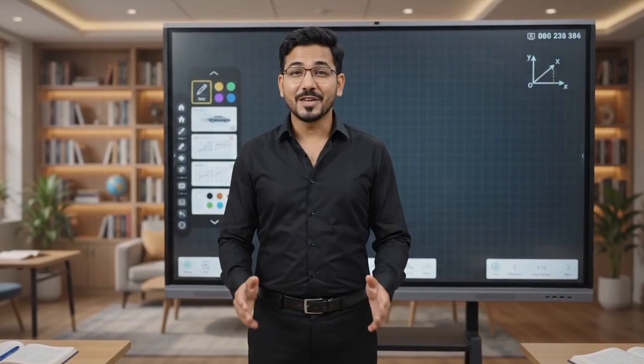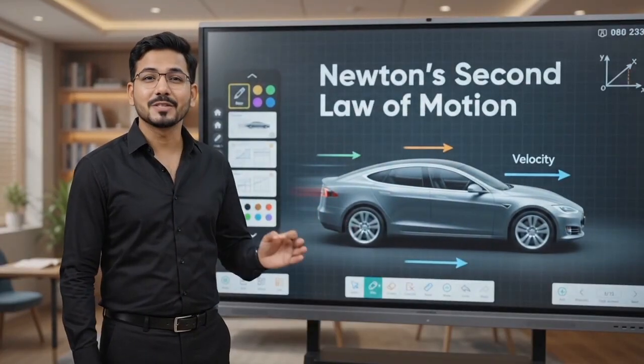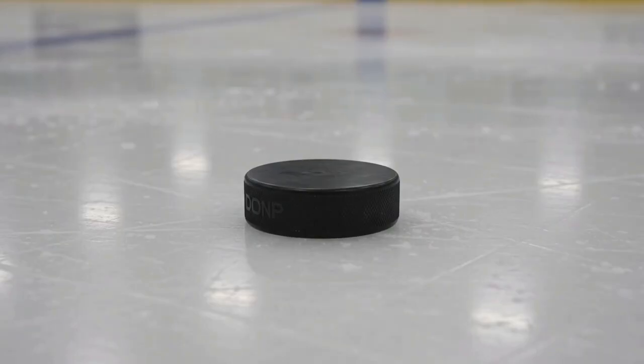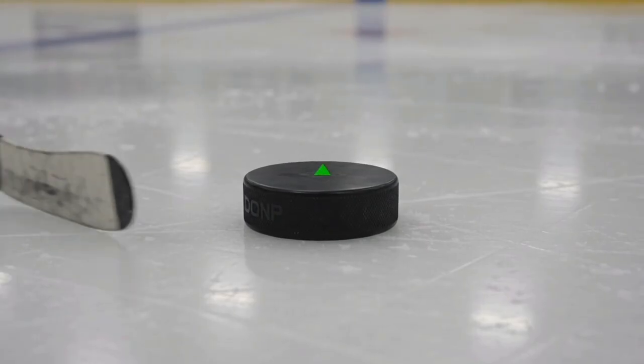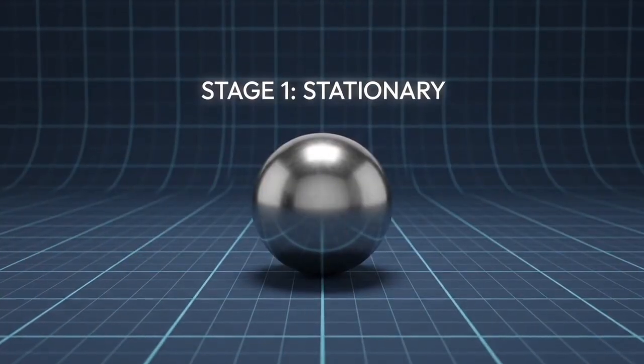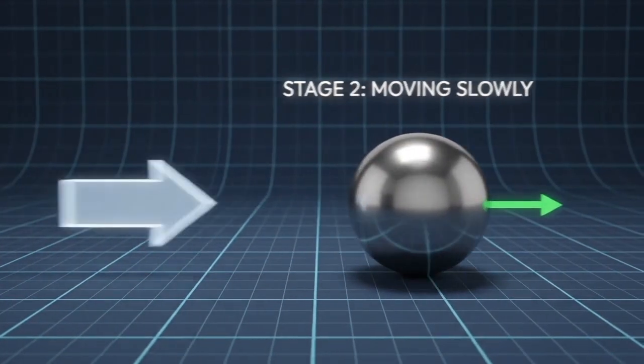Welcome back. Today we will completely understand Newton's second law of motion, from the basic idea to formulas and real-life applications. What does force do? When an external force acts on an object, it can change the object's motion. In other words, force can produce acceleration. An object accelerates whenever its velocity changes. A force is what causes that change in velocity.